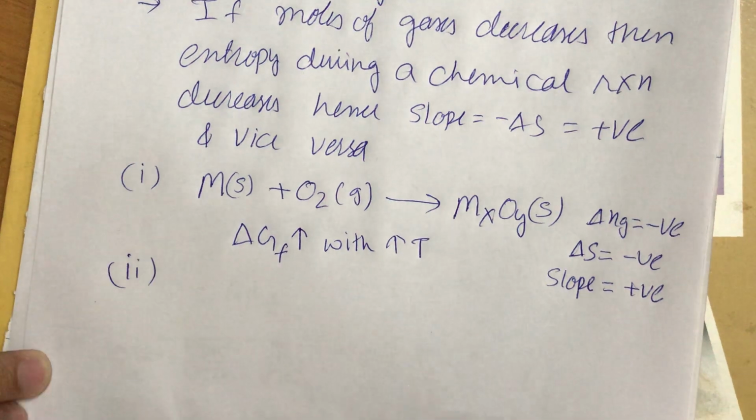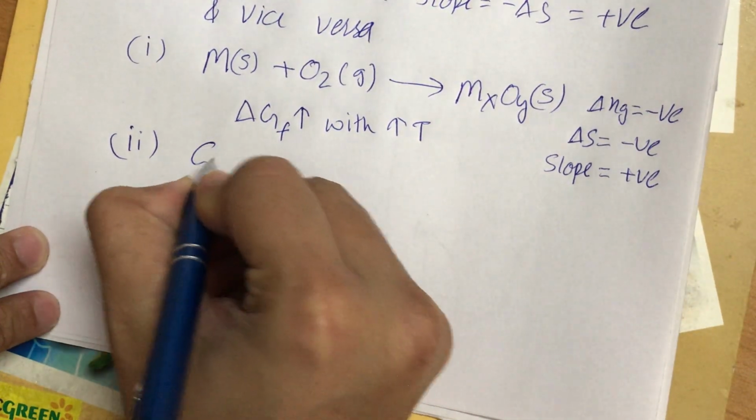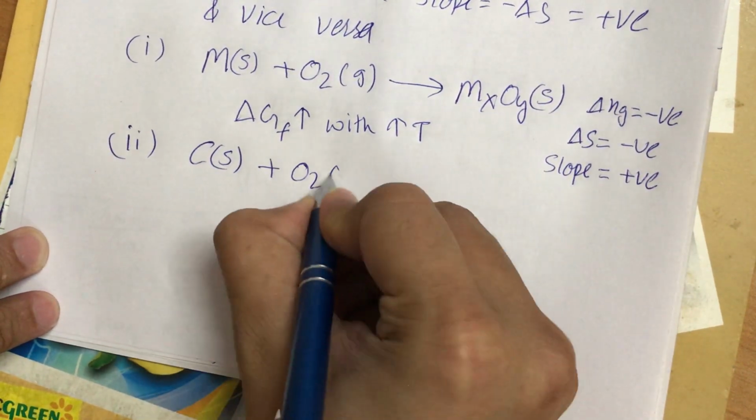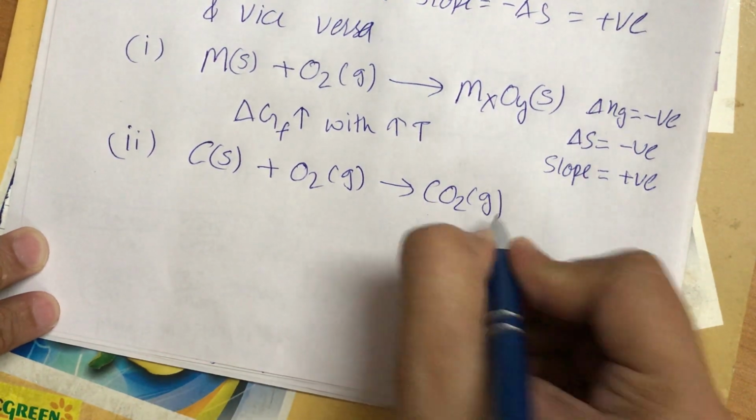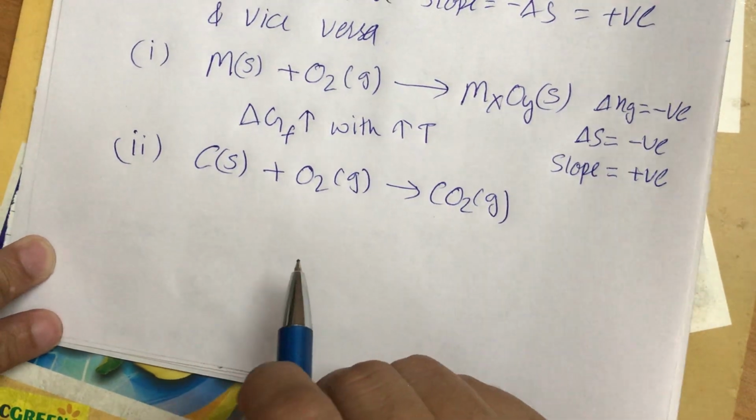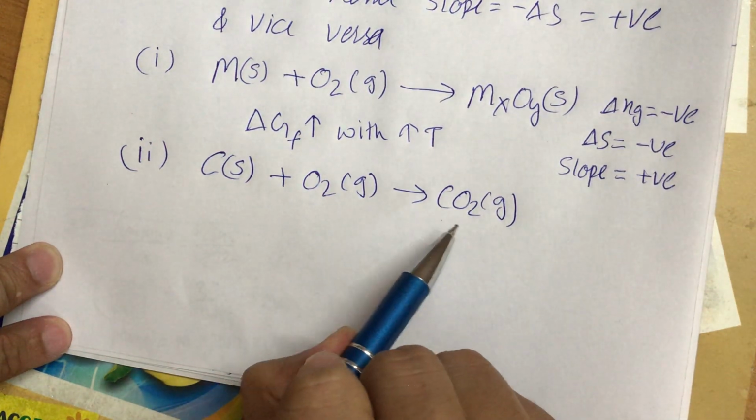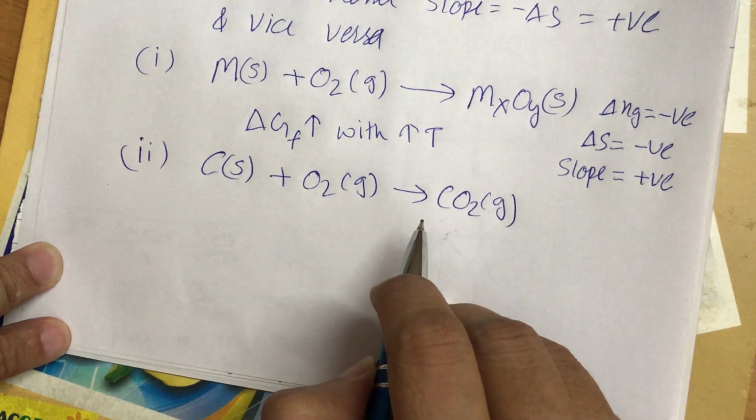Second curve, carbon solid plus O2 gas giving CO2 gas. This is the balanced reaction. In this case, you can see that 1 mole of gas is present in the reactant side and 1 mole of gas is present in the product side. So the moles of gases are not changing.